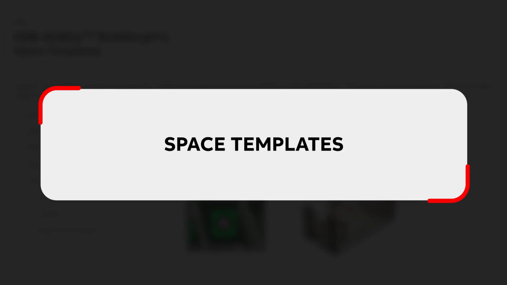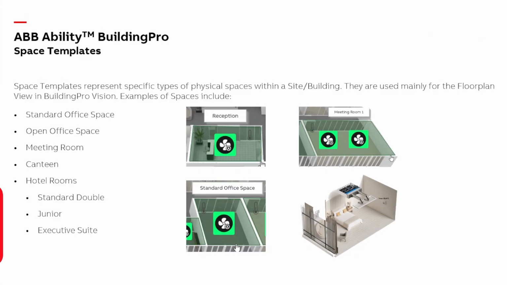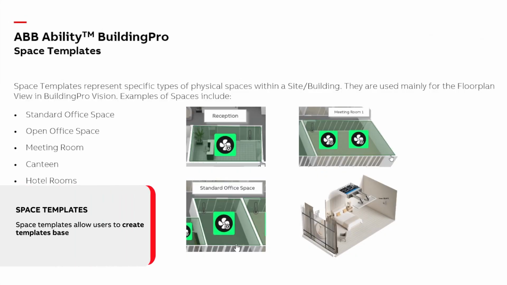In this video, we will look at how to set up space templates within BuildingPro. In BuildingPro, space templates allow users to create templates based on physical spaces within a structure. Within these space templates, users can assign links to asset templates that either can exist or must exist within the physical space.